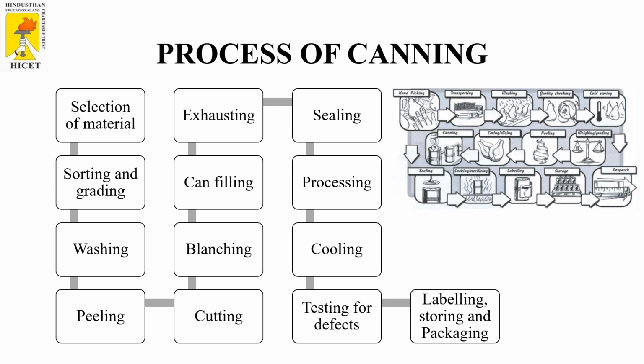Followed by cooling, the cans will be tested for any defects in the sealed and processed cans. Followed by that, the labeling, storing and packaging process is done. So this is the process of canning, and coming to the conclusion, canning is an important and safe method of preservation if practiced properly.